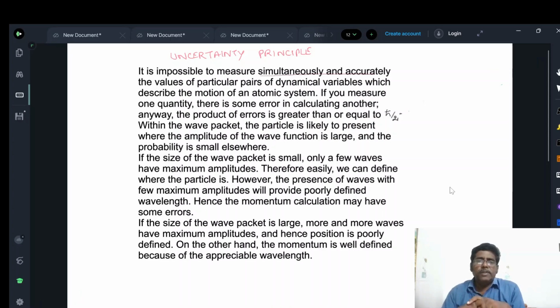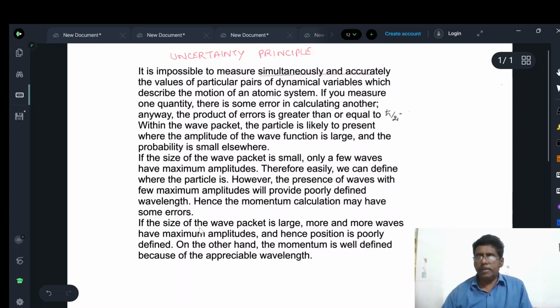We have to talk about the uncertainty principle. The statement of the uncertainty principle is: it is impossible to measure simultaneously and accurately the values of particular pairs of dynamical variables which describe the motion of an atomic system. If you measure one quantity, there is some error in calculating another. Anyway, the product of errors is greater than or equal to h cross by 2.